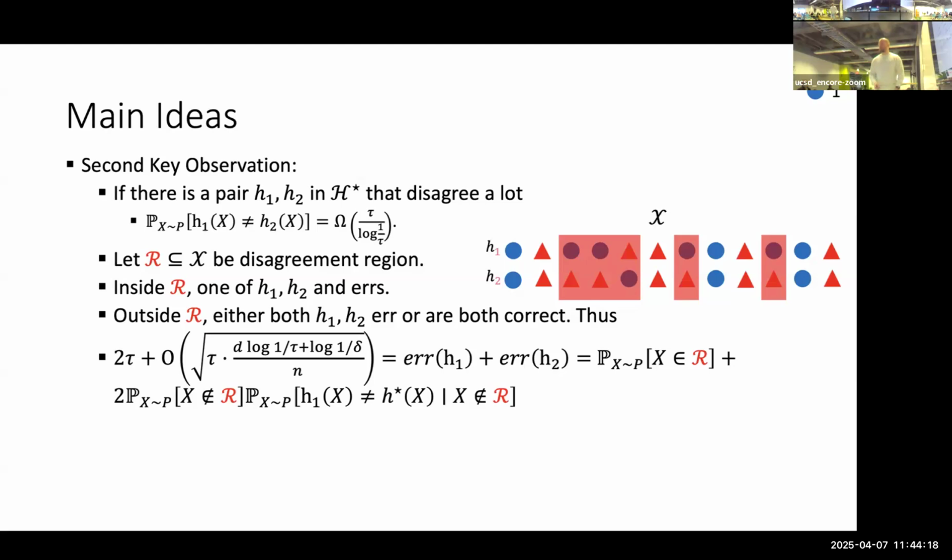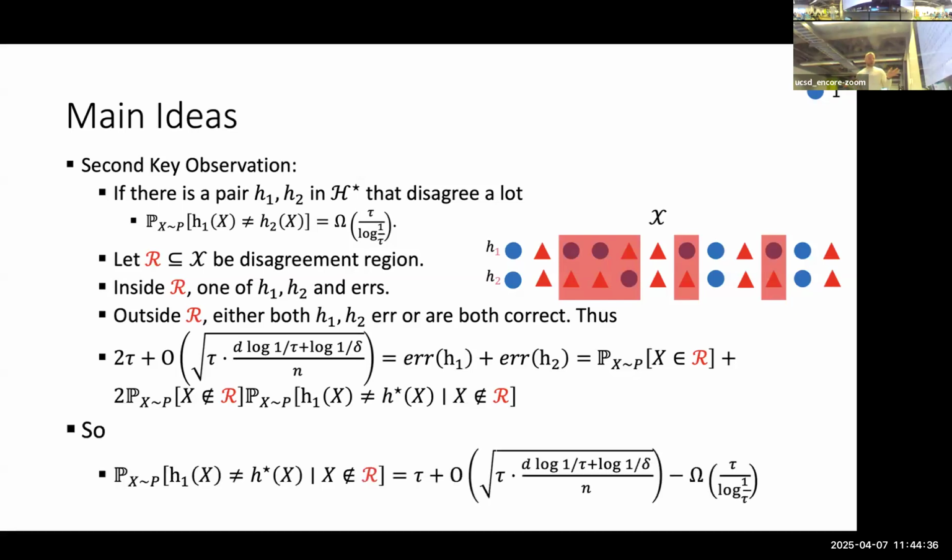And then we can rearrange this inequality. We know this term is large, because we assume that they disagree a lot, so this is omega of tau over log 1 over tau. Move it to the other side, divided by 2 times the probability that you get a data point where they agree. If you play around with it, you can conclude, except when tau is very small, which again I'm just going to ignore, that when you get a data point where they agree, the probability that you're wrong is not so large. It's basically tau plus this suboptimality term from the theorem, minus this tau over log 1 over tau. So you somehow subtract something from the error probability here.